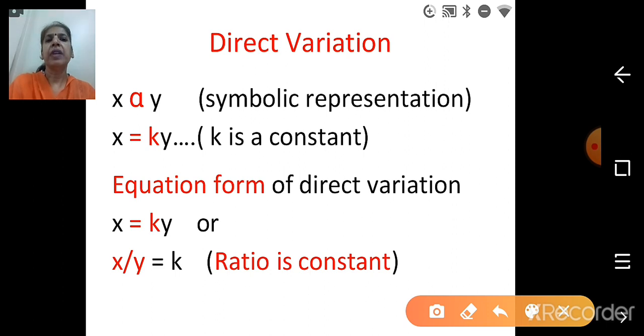So, the equation form of direct variation is x = ky or x/y = k. When we say x upon y, it means ratio. So here the ratio is constant. What we have to remember here in direct variation? First is the symbolic representation, how it is written: x varies directly as y. Equation form x = ky. And remember here the ratio x/y is constant. So x/y is k, ratio is constant.